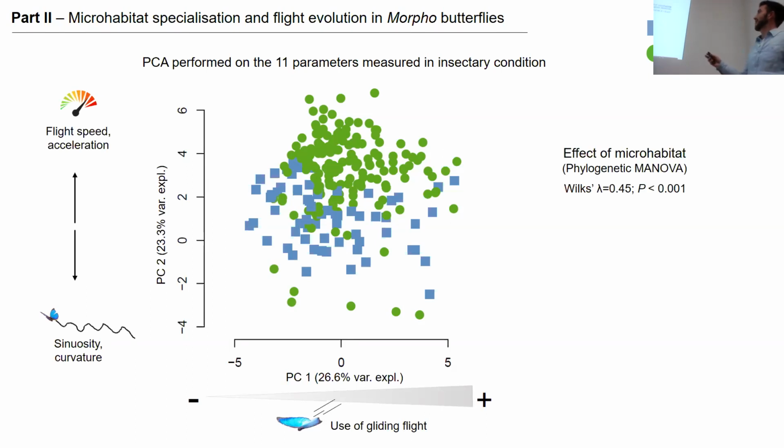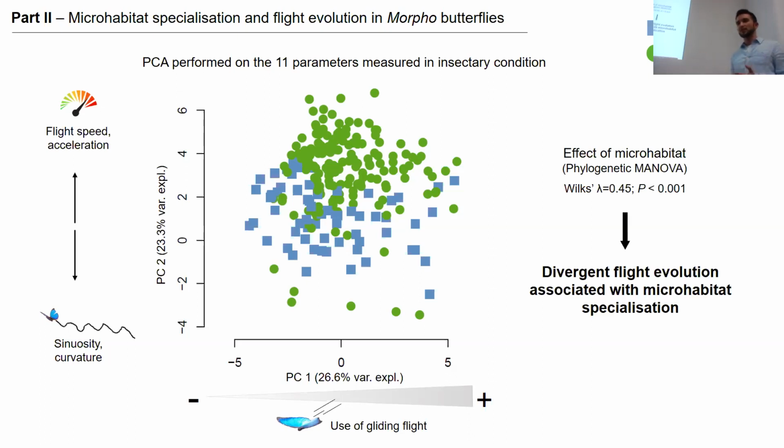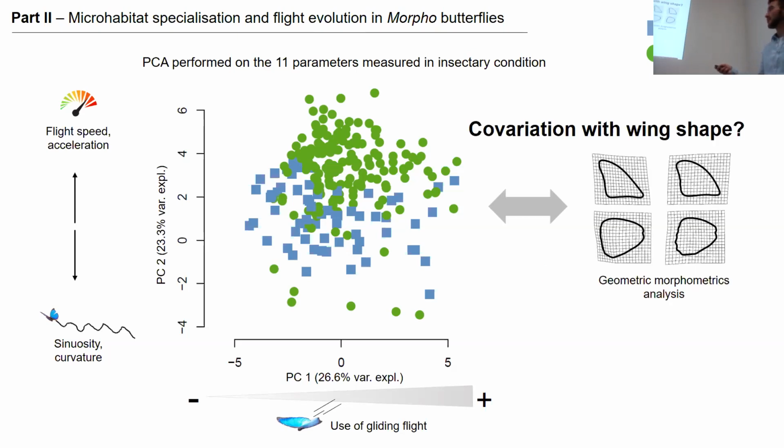But then I wanted to know whether this flight variation could be explained. First, I tested the effect of microhabitat on this overall flight variation, and I found a significant effect of microhabitat. But this suggests that the divergence in flight behavior between canopy and understory species does not only stem from phylogenetic distance. At this point, it suggests a divergent flight evolution associated with the microhabitat specialization. Then I wanted to test whether this flight variation could be explained by variation in wing shape between species.